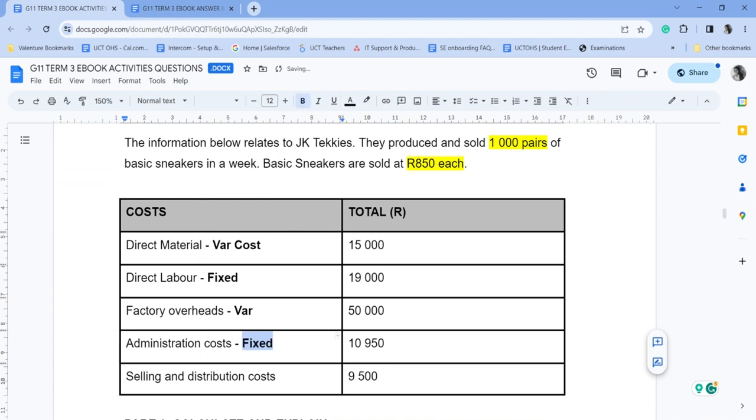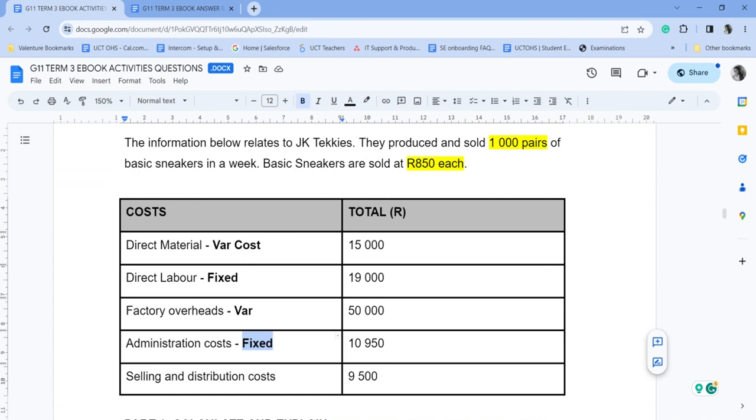Direct material is something that we don't buy a fixed quantity of, which means that the prices are also not likely to be fixed. With fixed, we say that it's constant. Whether we produce more or we produce less, it will always be the same. But things like direct material will depend on how many units we are producing. So that means it is a variable cost.